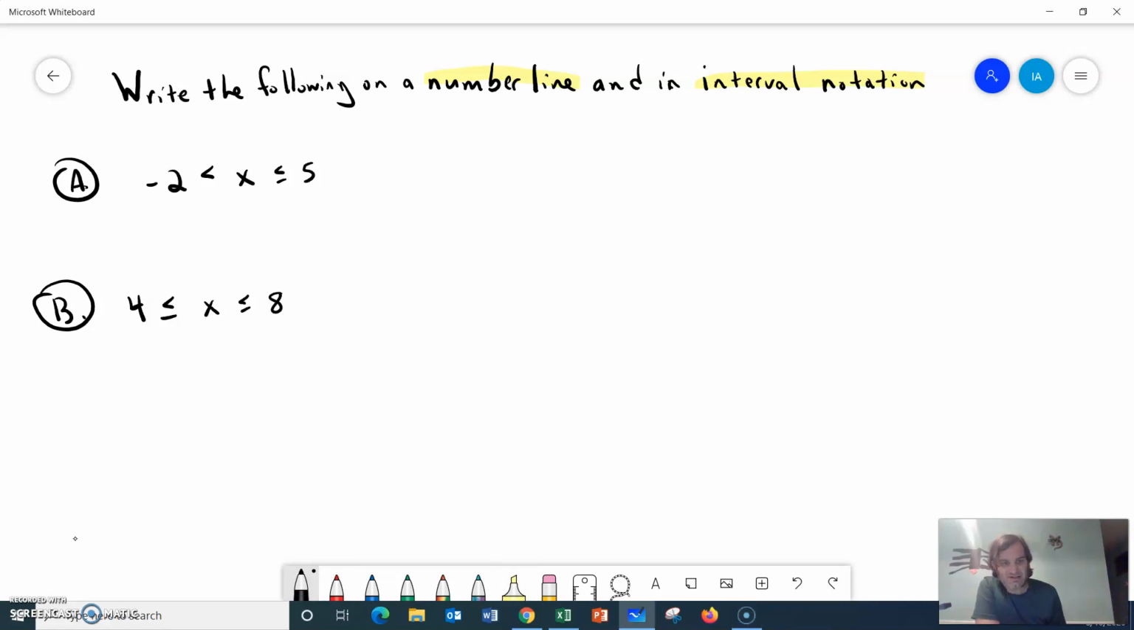So let's draw our number line. Of course, 0 in the middle. -2 is less than 0. 5 is larger. So -2 is less than x, so that's a parentheses. X is less than or equal to 5, so that is a bracket, and we'll shade the middle region. And the nice thing about compound inequalities is they convert right over to interval notation. So parentheses -2 to 5 bracket.